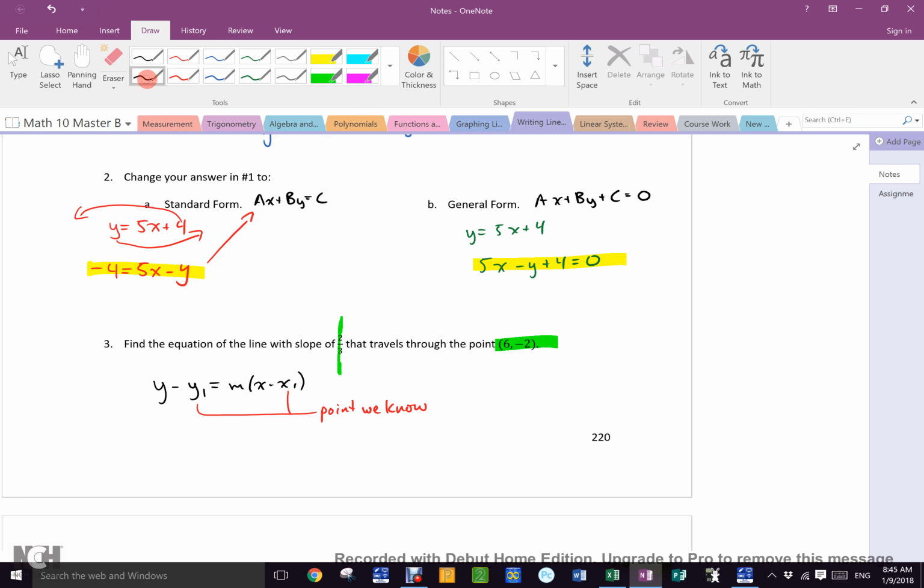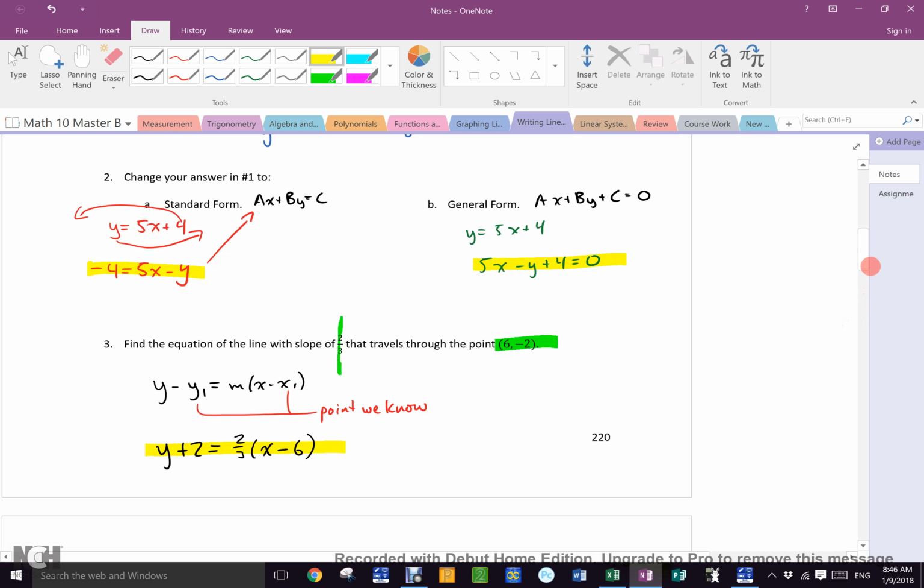So all I got to do is write it out. y minus, what's the y point that we know? Negative 2. So it's y minus minus 2, which is what? y plus 2 equals m is slope, 2/3, x minus, what's the x point? 6. And it's done. Everybody cool? Everybody should have been able to do that from last unit, right?